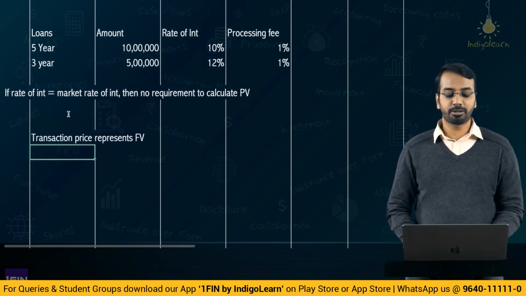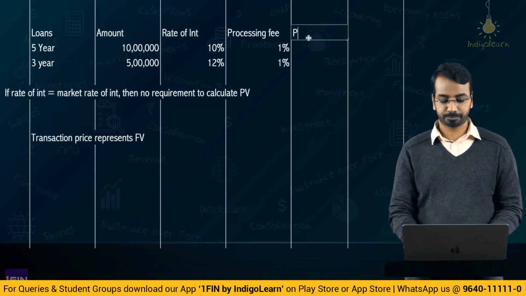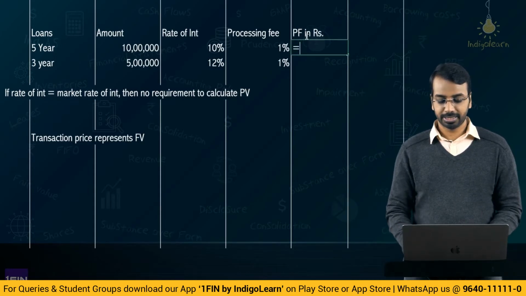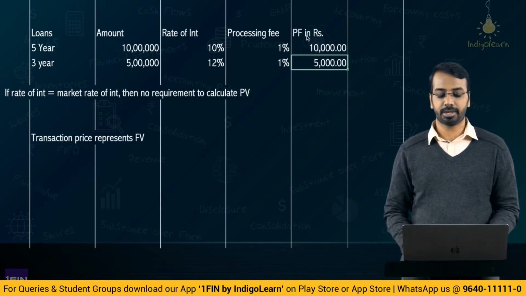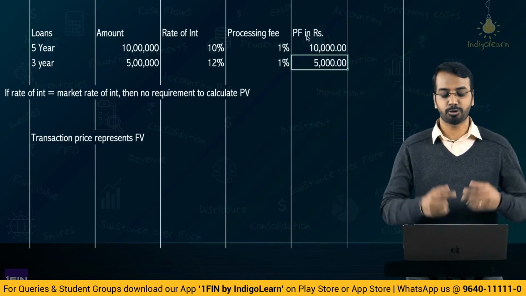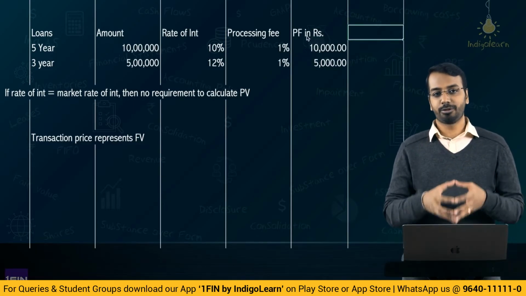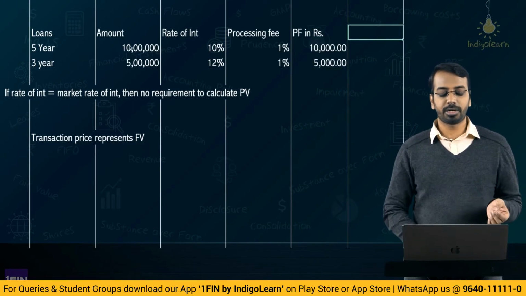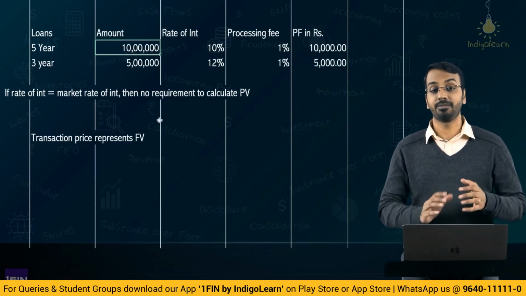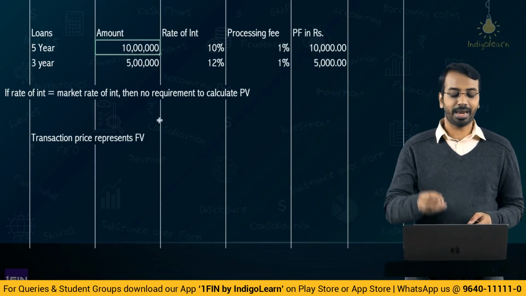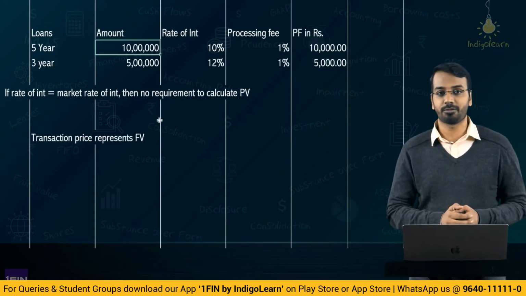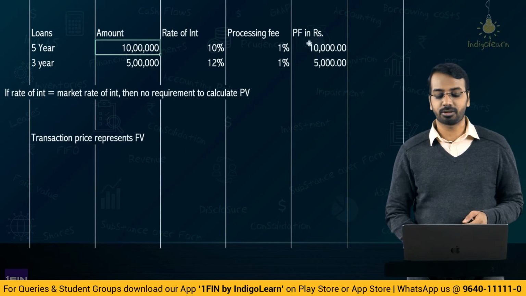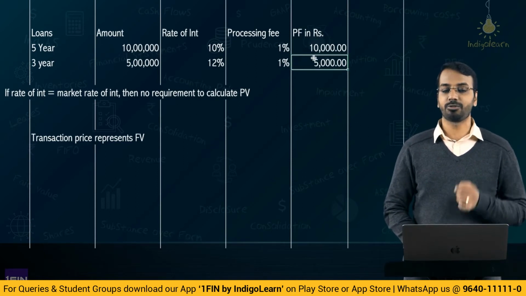Now, coming to this 5-year loan, what is the processing fee? 10 lakhs multiplied by 1%, which is 10,000, and this should be 5,000. I don't need to calculate using this, right? 5,000, and for the second one it is 5,000. Now, coming to the fair value of the loan, what is the fair value of the loan? The amount that has been given is 10 lakhs, which is the transaction price, and we assume that the transaction price represents fair value, but here there is a transaction cost also involved. What is the transaction cost? Transaction cost is 10,000 of processing fee and 5,000 of processing fee.